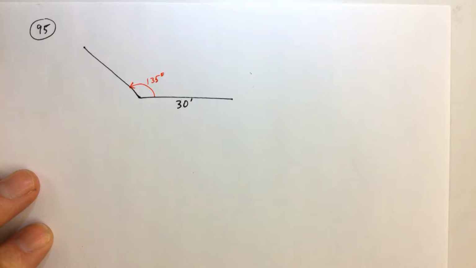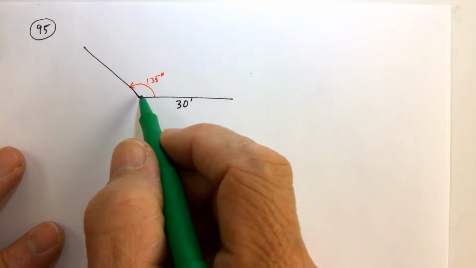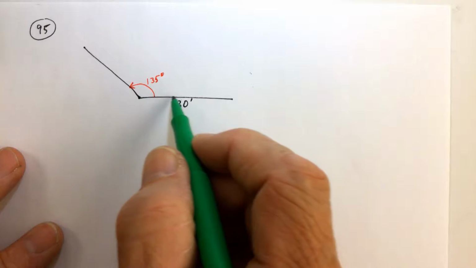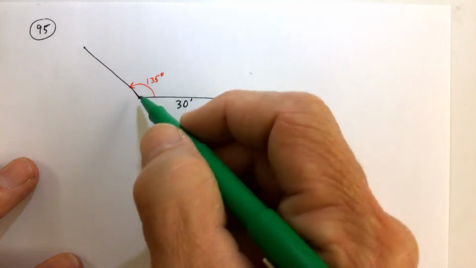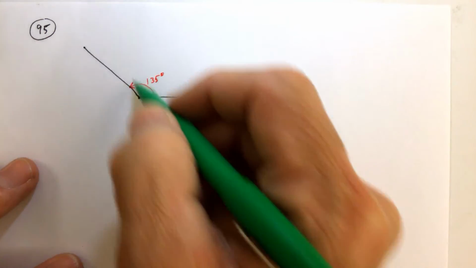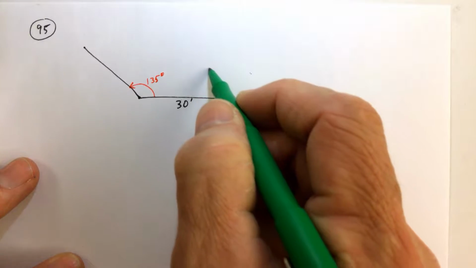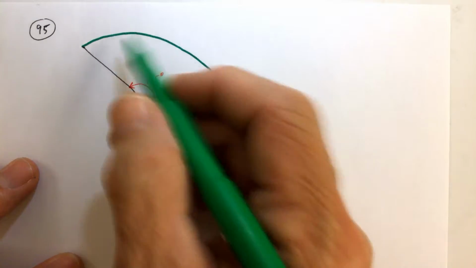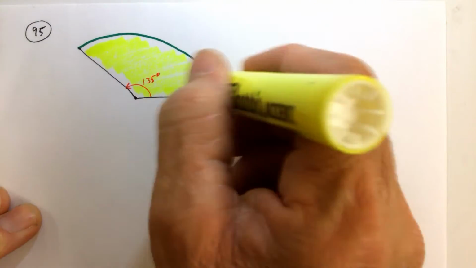In problem number 95, it gives you a picture of this scenario here in which you've got a sprinkler right here, and the sprinkler can reach a total of 30 feet. And then as the sprinkler moves, it moves a total of an angle of 135 degrees. And so you're able to water all of this, that whole sector. So all of this area here gets watered, and the question is, well, how much? What is that area?